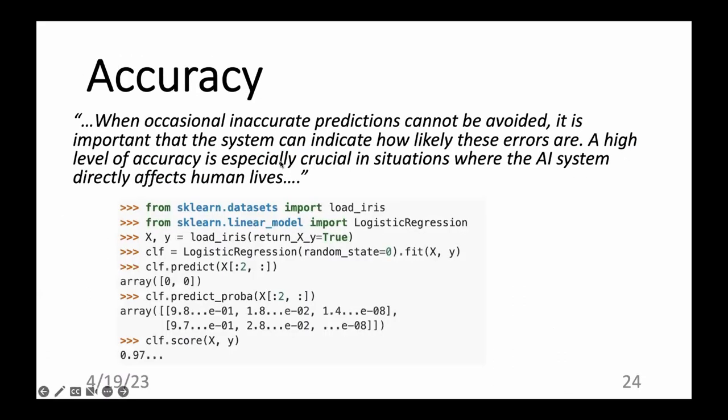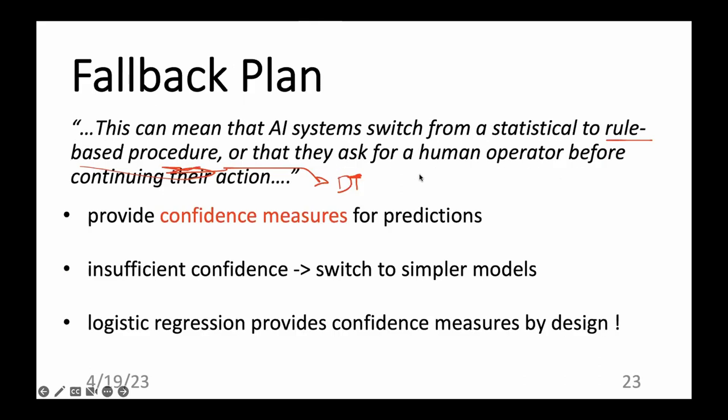Yes, then there's the mention of when occasional inaccurate predictions cannot be avoided, it is important that the system can indicate how likely these errors are. A high level of accuracy is especially crucial in situations where the AI system directly affects human lives, like when it's predicting the steering angle of a self-driving car, which is driving at the speed of 100 miles per hour. Then you should have really good idea how accurate your predictions are.